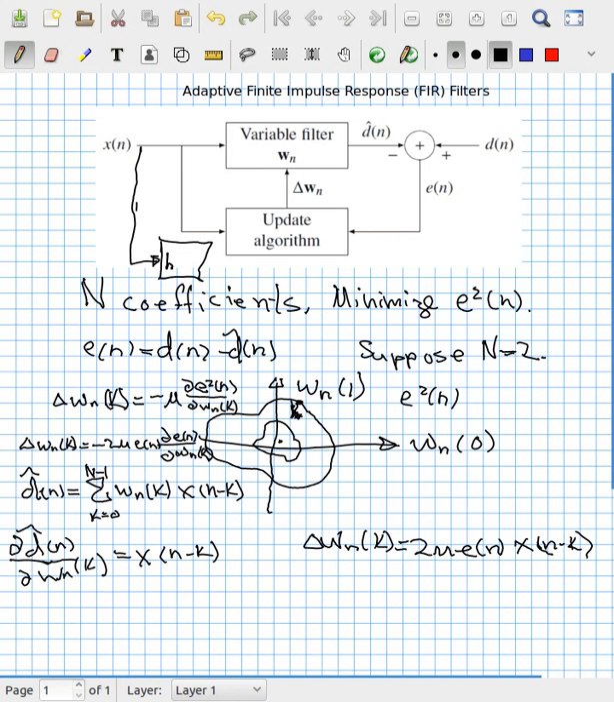Now an application of this might be if we took this x here and we were to run this thing through maybe an unknown filter. I'll put an unknown filter right here, and I'll put h unknown of k right there, and then I'll run that in over here. Now what will happen is, if this thing is working properly, these Wn of k's will converge to the h unknown of k's here, and this filter will then mimic that filter. So that's just an application of how this might work.